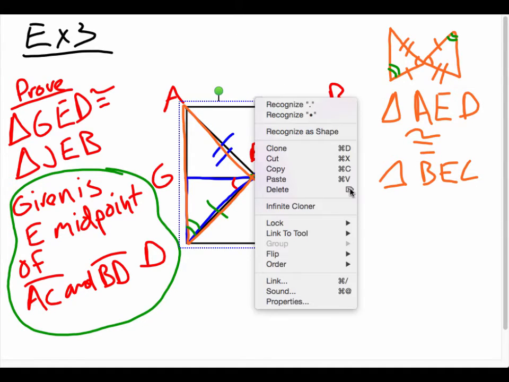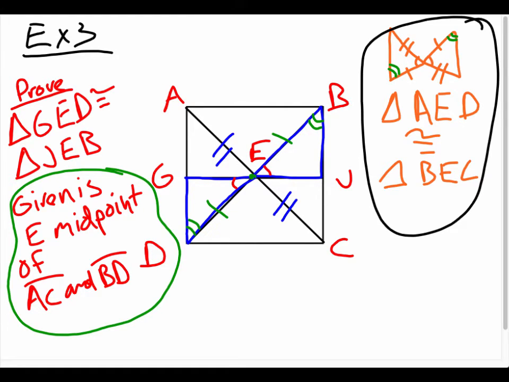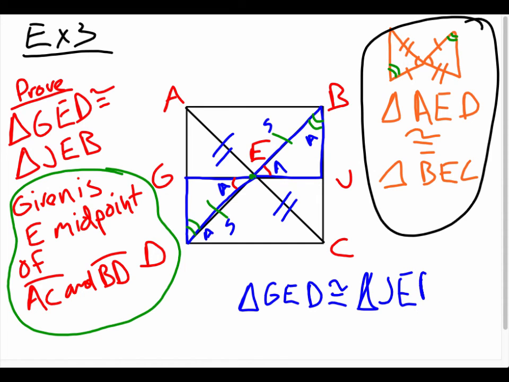All right. So now, by using this information here, I've proven another angle in my little triangles, right? So now I have an angle, a side, and an angle. I have an angle, a side, and an angle. So I could say with confidence that triangle GED is congruent to triangle JEB because of angle, side, angle. Does that make sense?